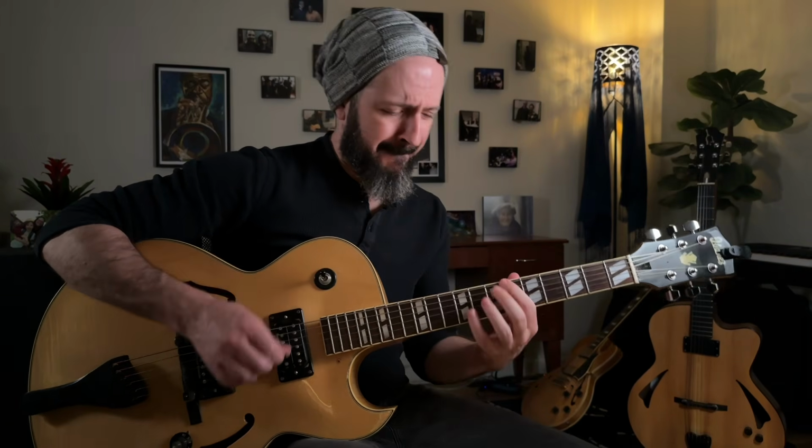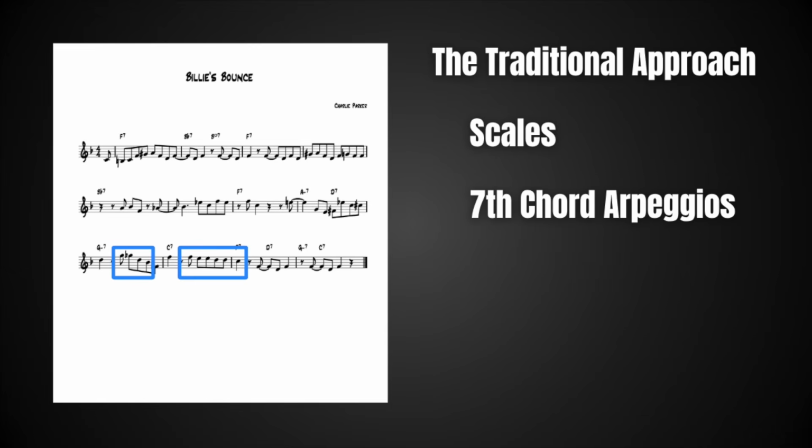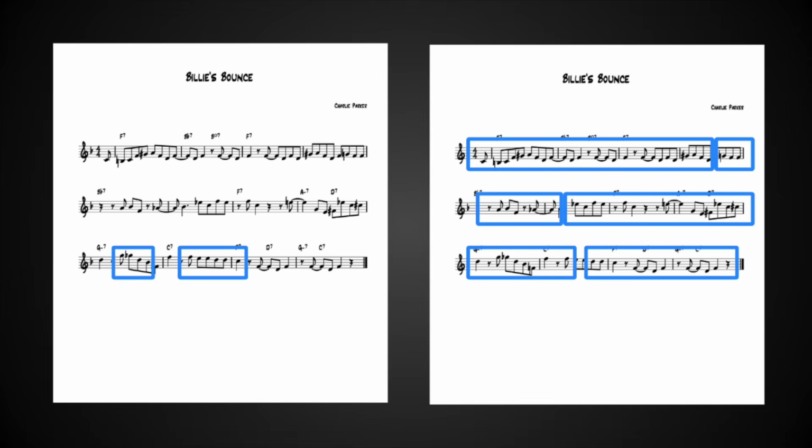Charlie Parker's language is not built from simply running scales and outlining the changes with 7-chord arpeggios, and if you want authentic jazz improvisation fast, you might want to stop focusing on those things too. Because here are all the scale runs and 7-chord arpeggios in Billie's Bounce. But this is how much of Bird's language can be unlocked using something much simpler.